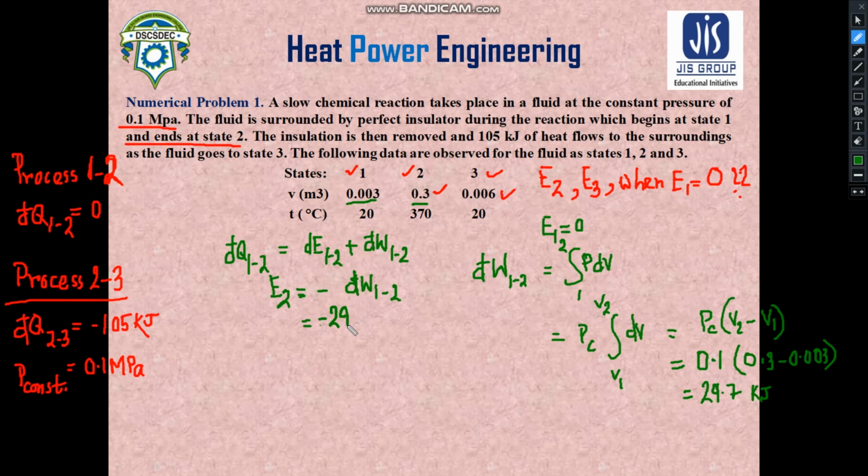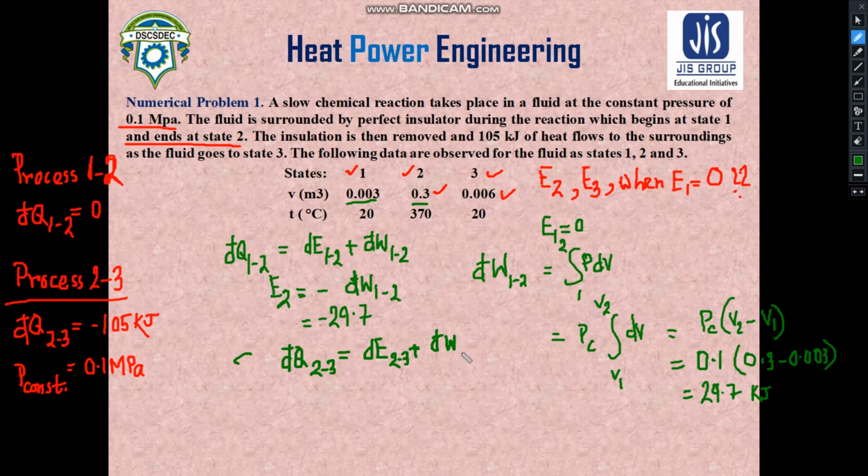Now coming on to the next part, where we need to calculate the internal energy at state point 3. Again, we would be applying the first law of thermodynamics, but now for a different process. So it is dQ for process 2 to 3, which is equal to dE for process 2 to 3 plus dW 2 to 3.